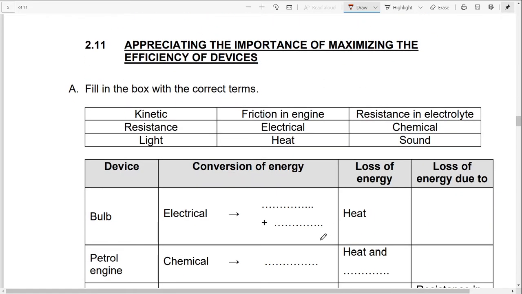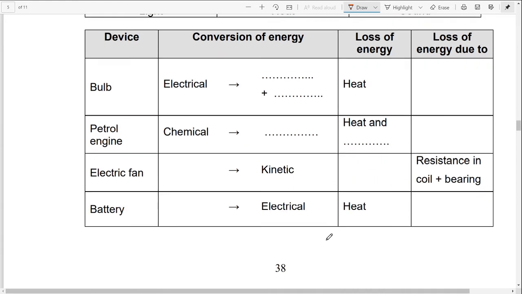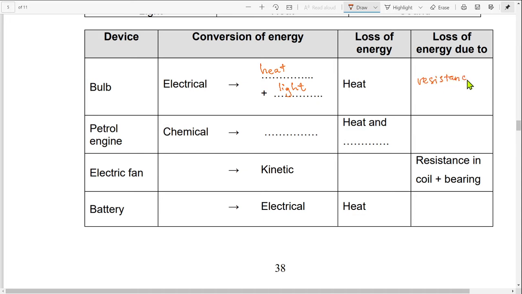Alright, so we go to 2.11, appreciating the importance of maximizing the efficiency of devices. Okay, so this is sort of a repetition of the one that we have done before. So above, the conversion of energy would be from electrical to heat energy, and also light energy. And energy is lost as heat. Okay, why? Due to the resistance in the filament.